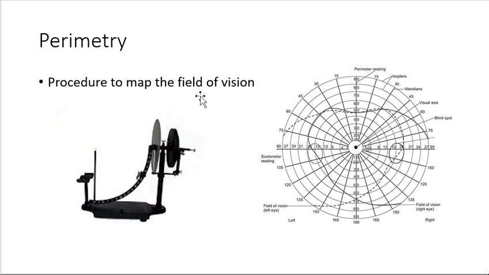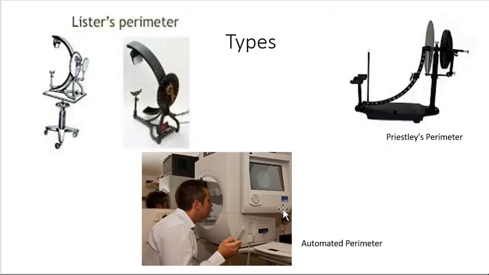Perimetry is the procedure to map the field of vision. So with the apparatus, the perimeter, we basically map the field of vision on the perimeter chart. Okay, so for example, you can see the lines basically marking the field of vision of one eye on one side and the other eye on the other side. Fine. So in this procedure we'll be seeing what all these are and how we'll do that.